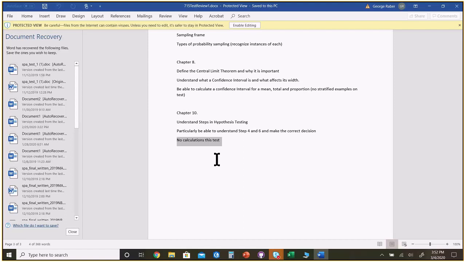I might not tell you if it's one-tailed or two-tailed, but in the statement, you'll be asked to test whether this is greater than, less than, or different from this. So that's going to be your clue. If it says greater than, less than, or different, it's your clue as to whether it's one-tailed or two-tailed.